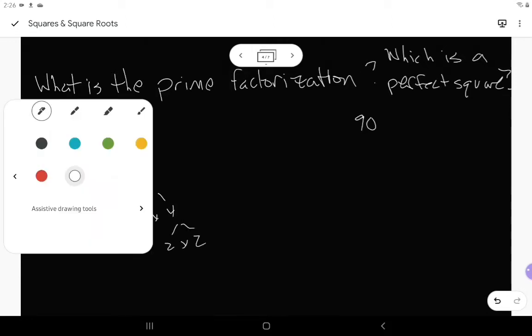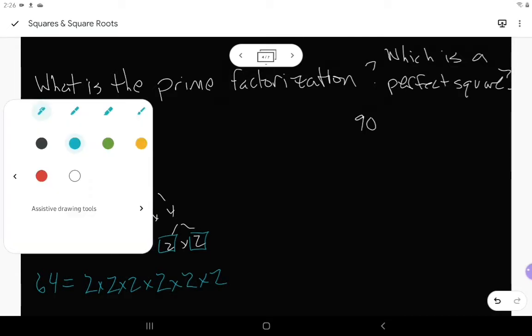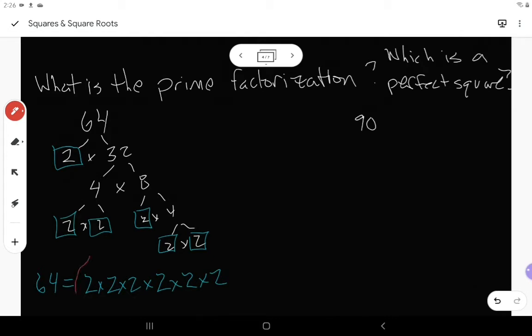Man, I got a lot of 2's going on here. I got 1, 2, 3, 4, 5, 6 2's that all get put together there. And so if I think about having 6 2's as my prime factorization, those were all the numbers that got put into our prime boxes there. If I have 6 2's, it's very easy to see that I could break them into 2 equal groups, where there are 3 2's in each group.